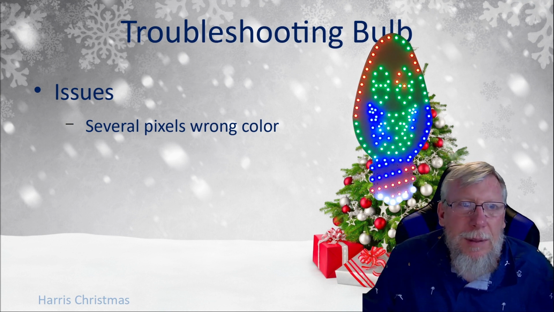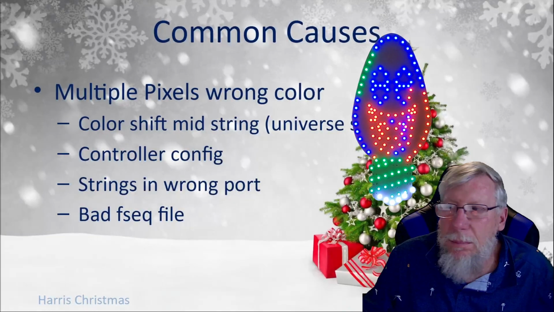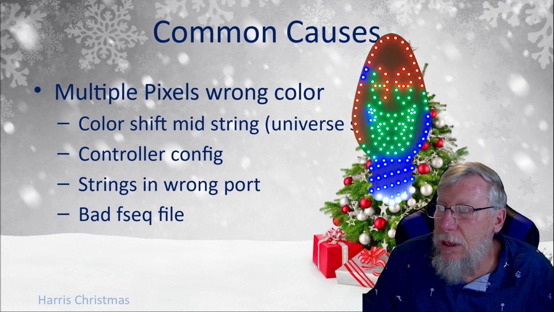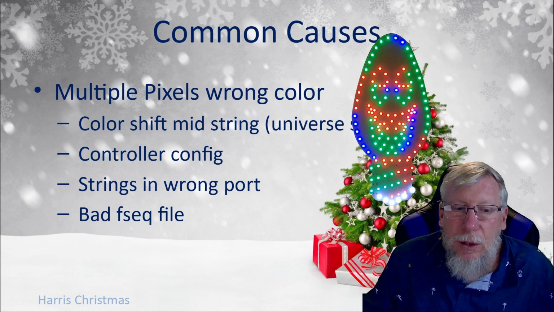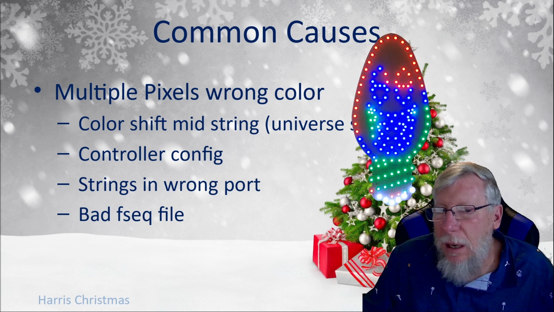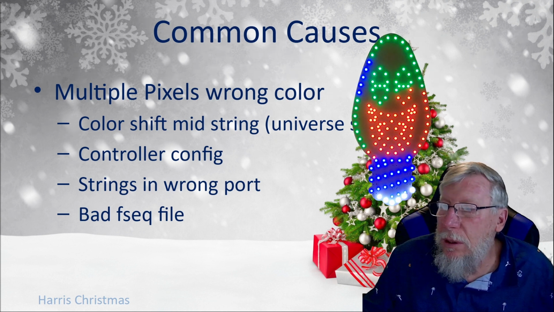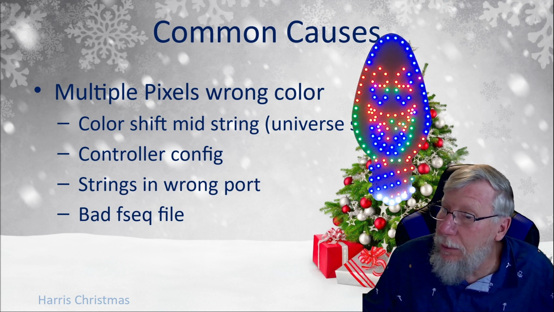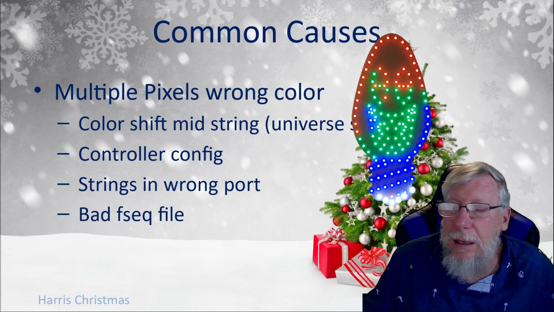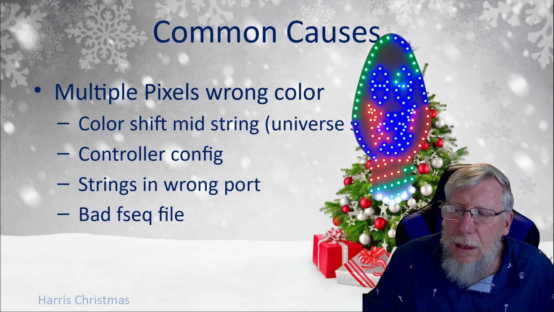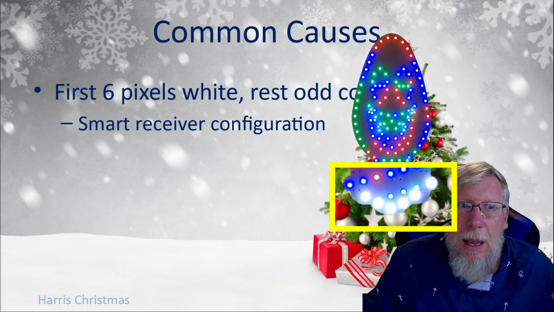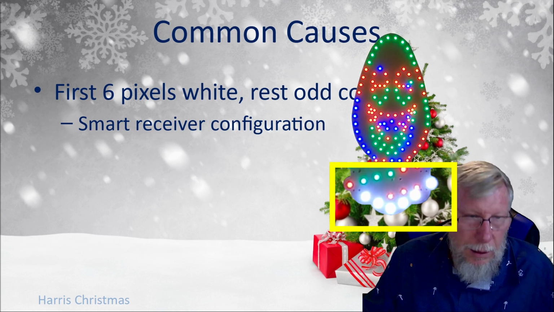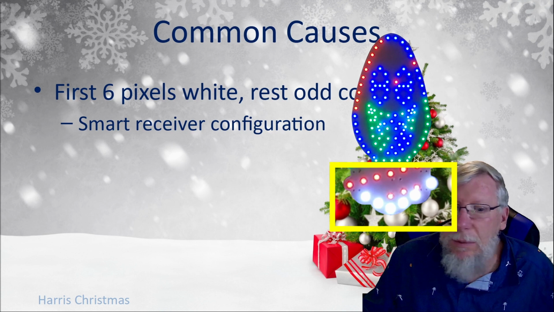So what are the causes of that? Typically, color shift mid-string, universe size. No, we fixed that already earlier. The controller configuration, that could be. Strings in the wrong port. No, we're good with that. A bad FSEQ file, we've rendered twice already, so that's not the case. But there's one thing that's a little more distinguishing. As you talked about, the first 6 pixels white, and the rest were an odd color. And that's due to the smart receiver configuration.